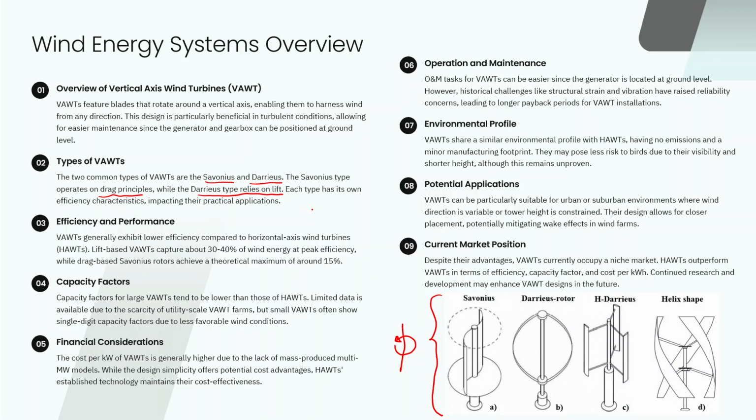Each of these types has its own characteristics and its own pros and cons in different applications. If you look at the efficiencies of the vertical axis wind turbine, it is a little lower compared to the horizontal axis wind turbines. For example, the lift-based vertical axis wind turbine captures about 30 to 40% of the wind energy at peak efficiency, while the drag type ones have very minimal efficiency, about 15%.